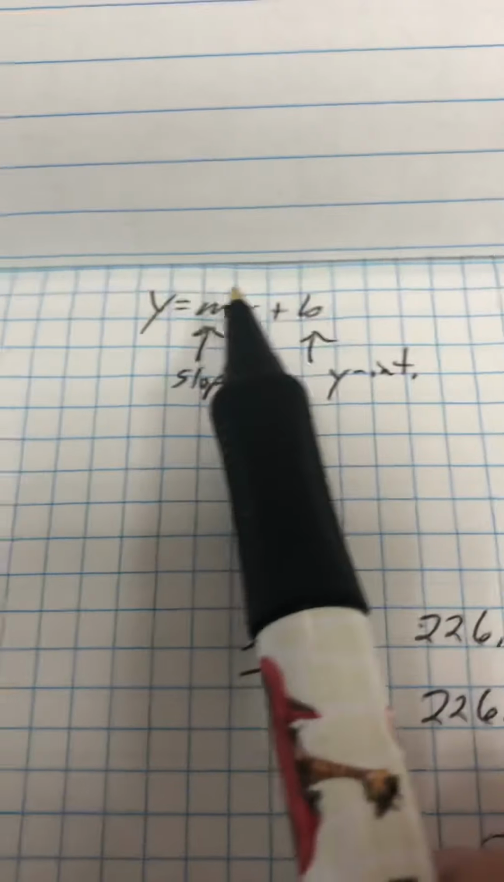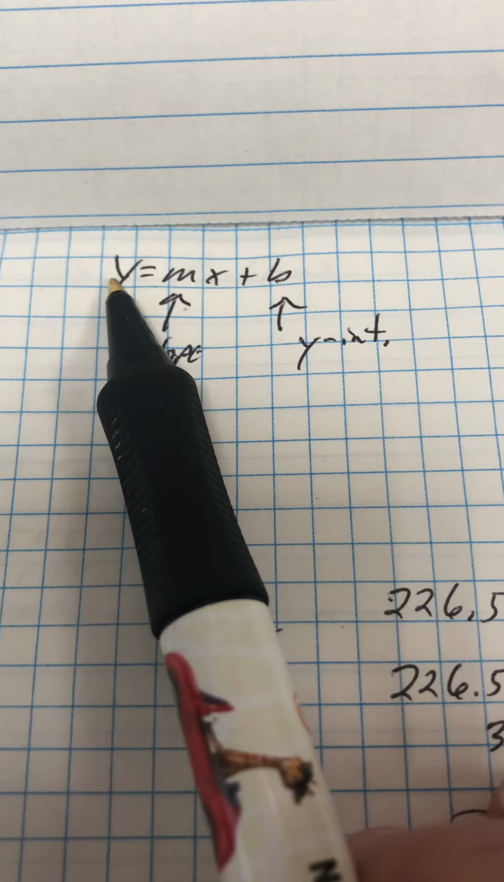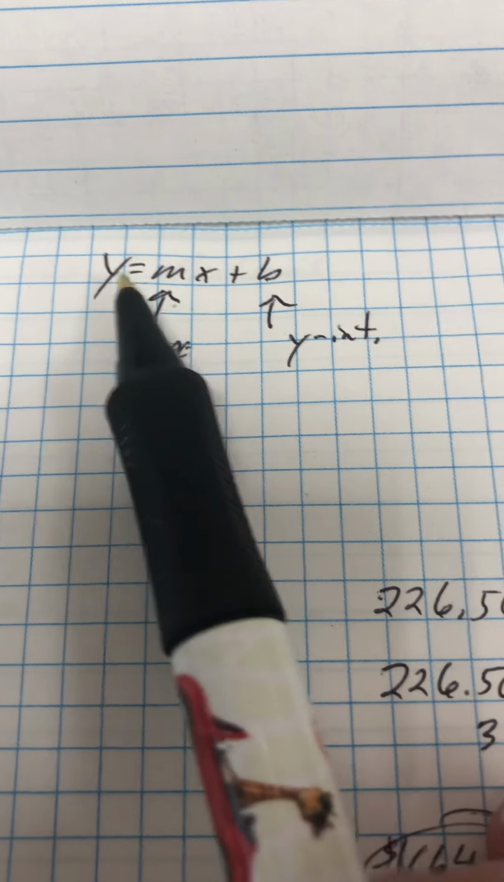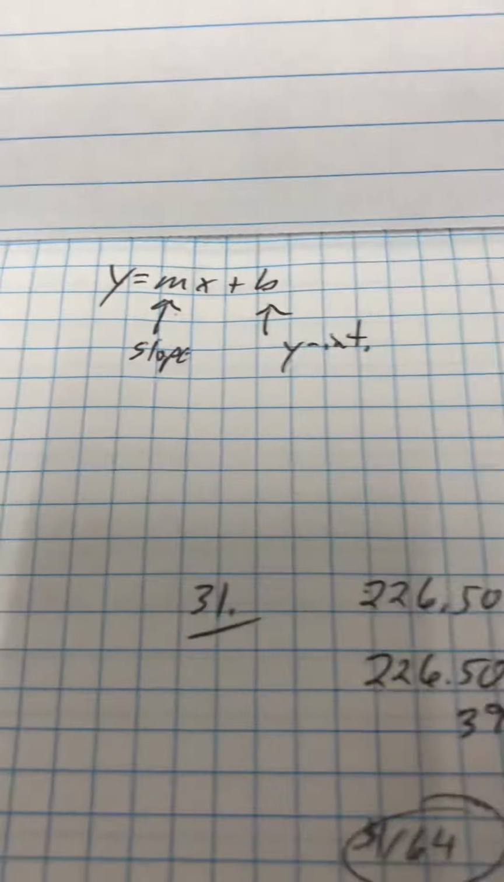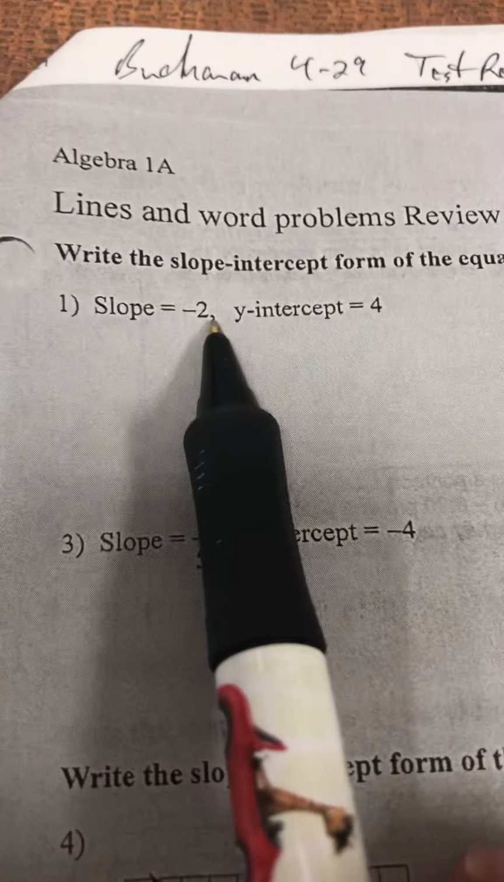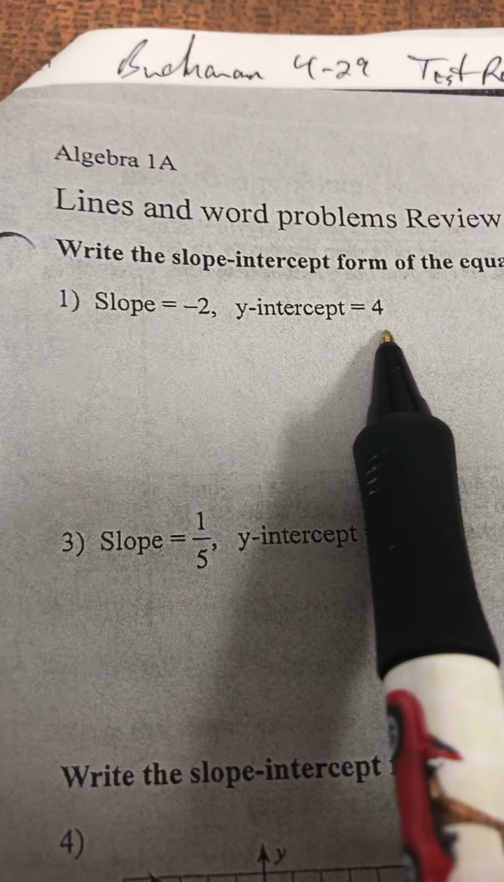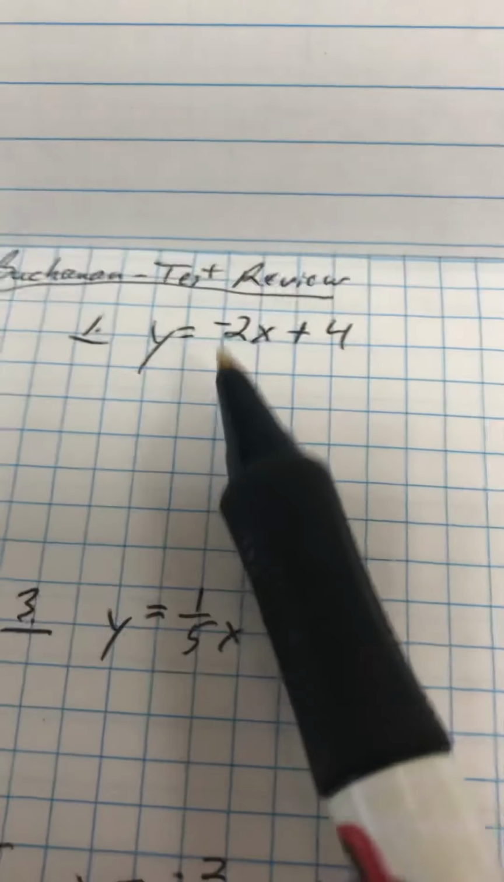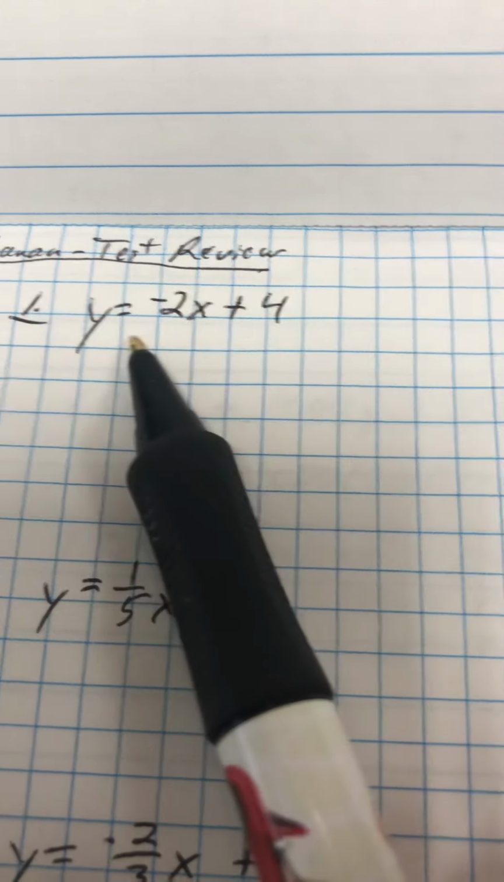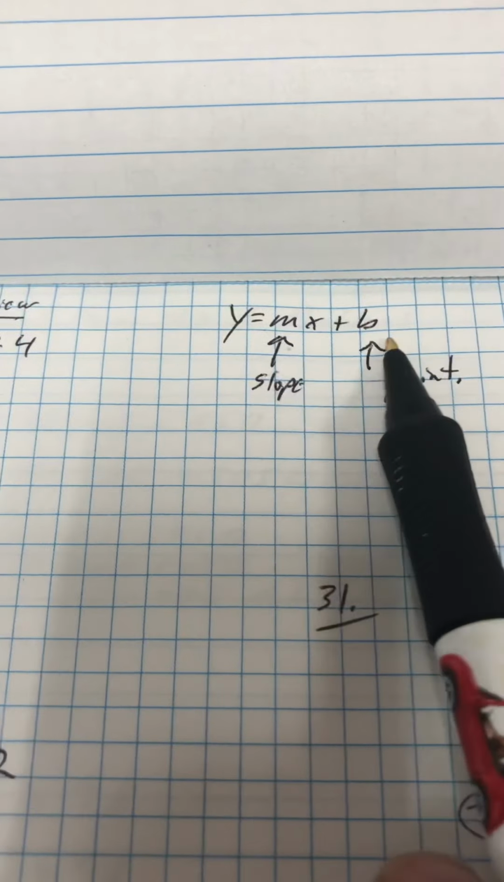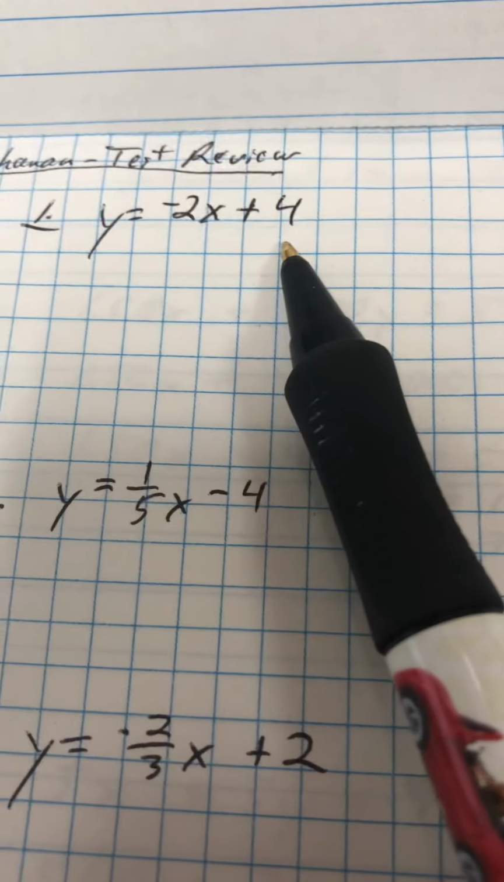So remember, slope-intercept form is going to be y equals mx plus b, where m is the slope and b is the y-intercept. So the slope is this and the y-intercept is this. So we just plug that in. This is my slope and 4 was my y-intercept. Just put it in where you have m and the y-intercept. It's as easy as that.